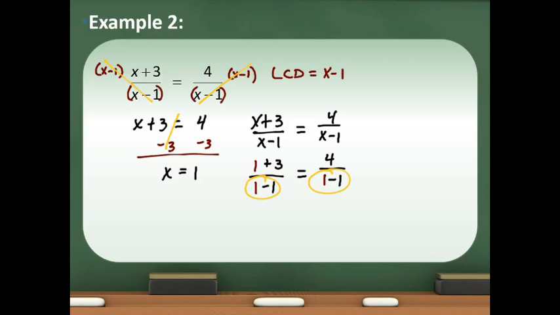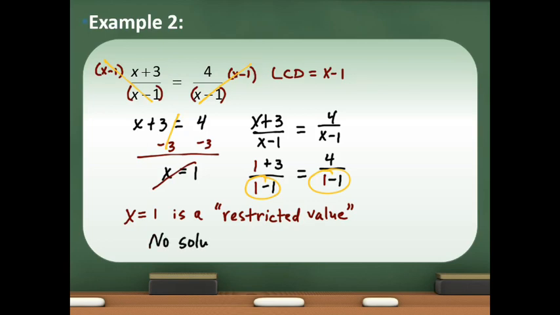So this value 1 is what we call a restricted value. And normally we'll look to see what our restricted values are at the beginning, so that when we get to our answer we can double check and make sure that we haven't found a restricted value. If it is a restricted value and that's our only answer, then we'll have to throw it out. In this case, we have no solution. Another way to say that is we could say our solution is the empty set. There is no solution. So either of these will work, no solution, or you can write the empty set notation.